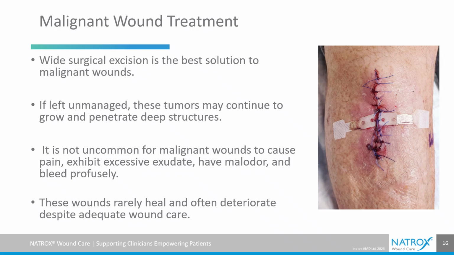Malignant wound treatment. Wide surgical excision is the best solution to malignant wounds. If left unmanaged, these tumors may continue to grow and penetrate into the deeper structures. It is not uncommon for malignant wounds to cause pain, exhibit excess exudate, have a malodor, and/or bleed profusely. These wounds rarely heal and often deteriorate even despite adequate wound care.